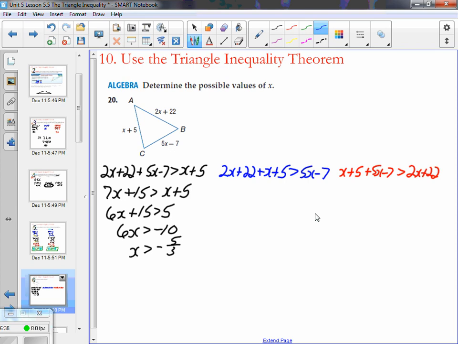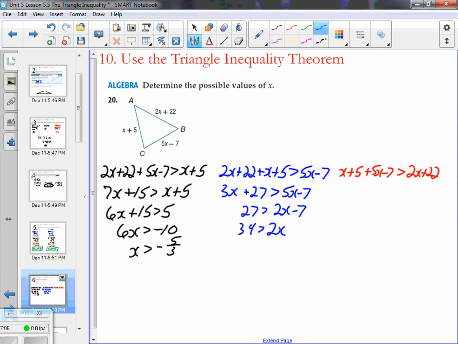Simplify before you solve. 2x plus x is 3x. 22 plus 5 is 27. Is greater than 5x minus 7. All right, let's subtract 3x from both sides. 27 is greater than 2x minus 7. Add 7 to both sides. 34 is greater than 2x.